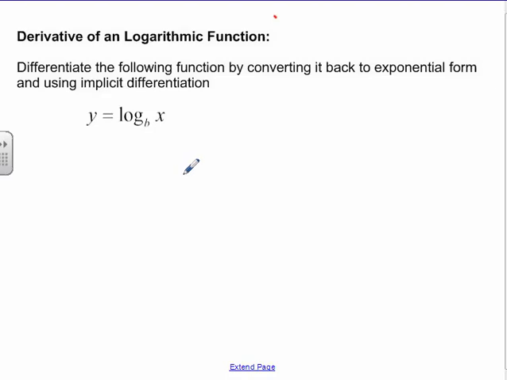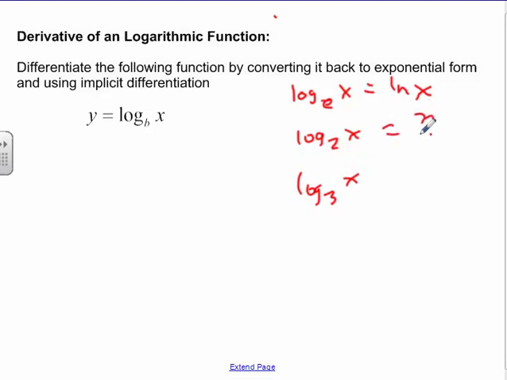Okay, last thing. We also need to learn how to derive a log function that doesn't have a base of e. Remember, if we do log base e of x, we just call it ln. But what happens if the base is 2? Or what happens if it's log base 3? Can we do these ones as well? So I'm going to show you this one in a proof now as well.